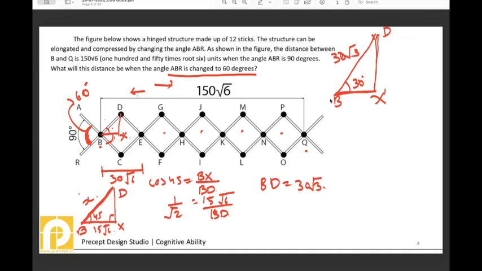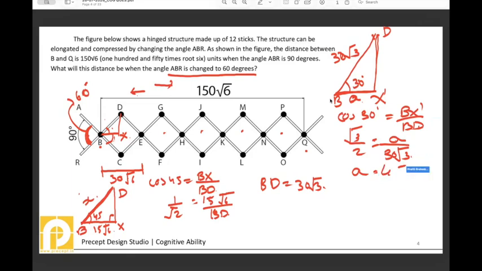BX I have to find in the new condition, so this I will assume as A. Now we again use the cos formula: cos 30 is equal to BX' upon BD. Cos 30 is root 3 by 2, which is equal to BX', or BX' I have already assumed to be A, so let me write A upon BD, which is 30 root 3. Okay, so the value of A in that case will be 45. I have found this value of the new X, which is 45, BX', which is 45.